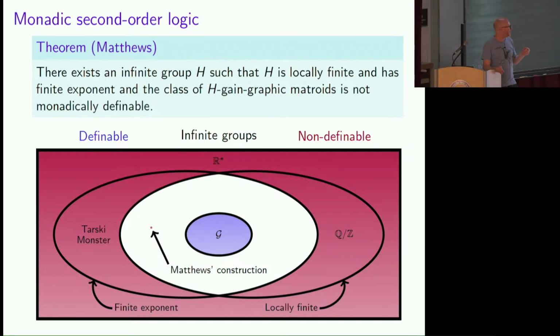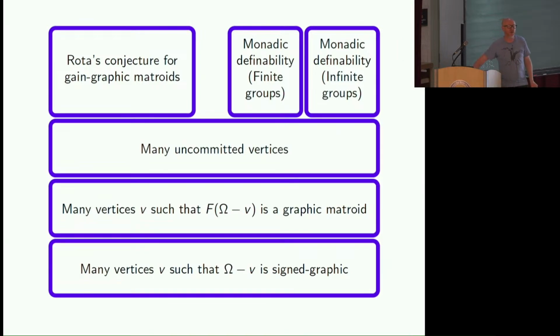So Angus has discovered a concrete construction of some infinite group. It is locally finite, and it does have finite exponent, and yet the class of H gain graphic matroids is not monadically definable. So knowing that there is red, having a concrete construction of a red group in that space is very nice. And it makes me hopeful that we might one day be able to find the real boundary between red and blue. I'll end with a quick progress report of how we're actually getting on with constructing this tower.